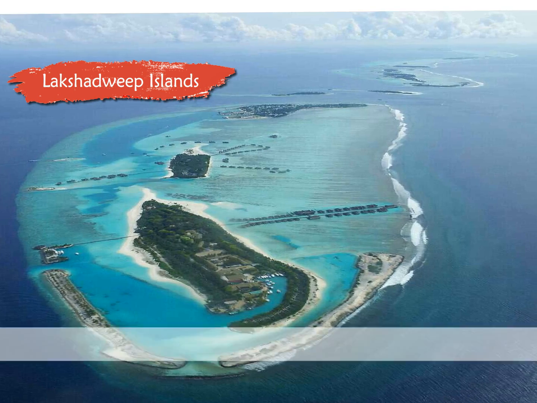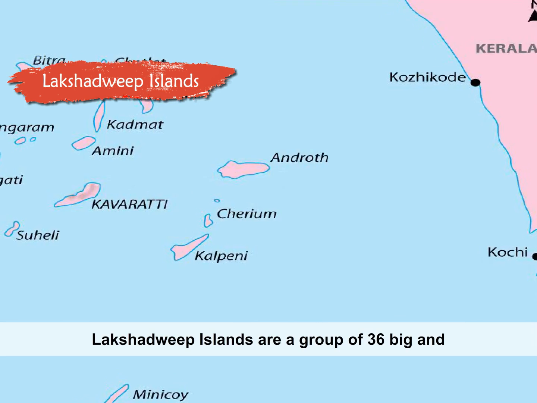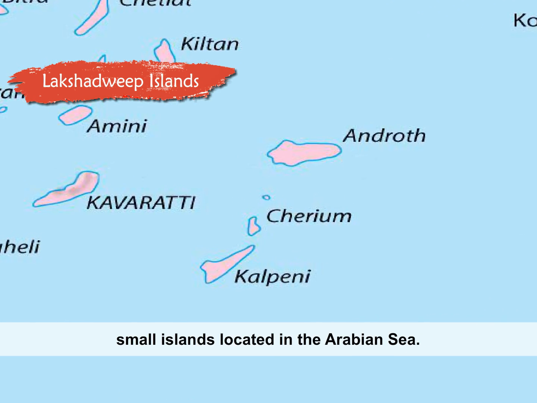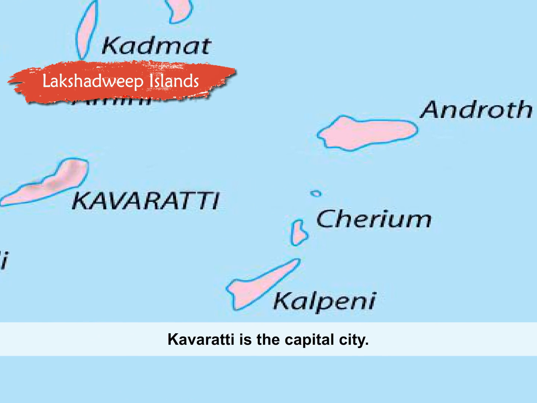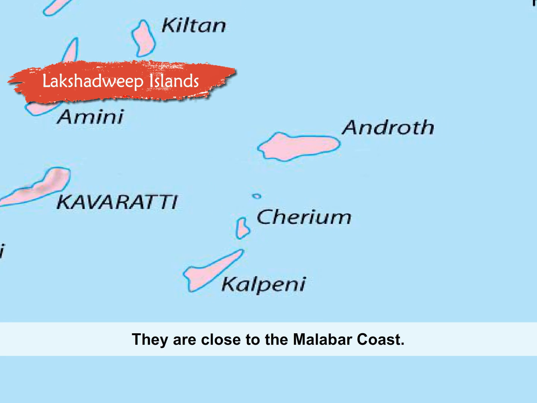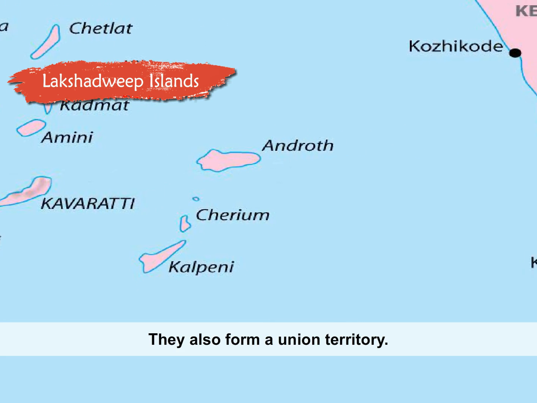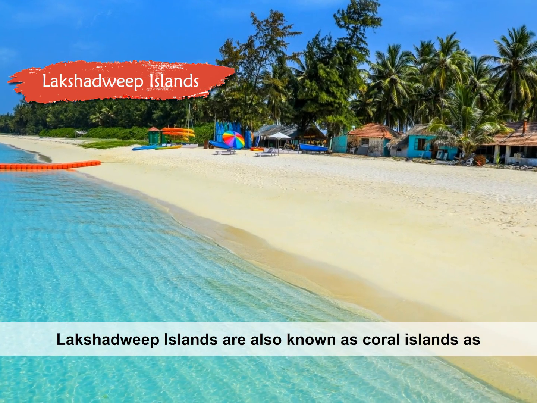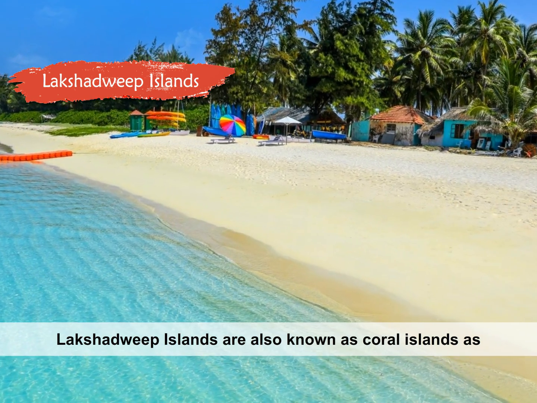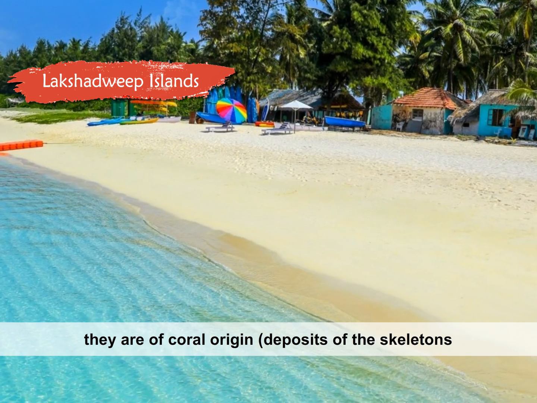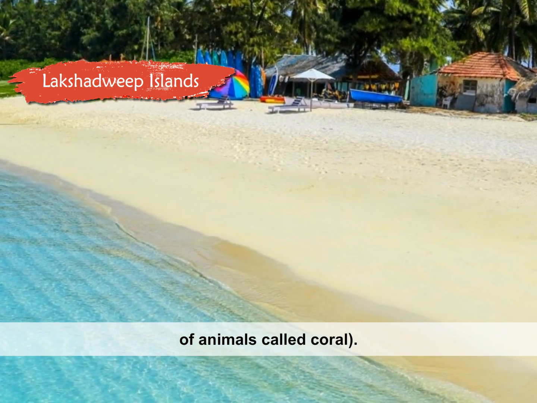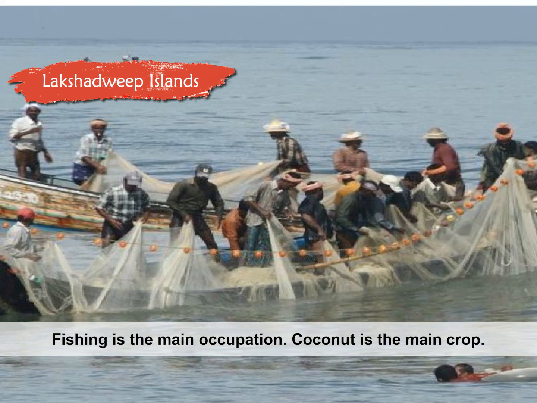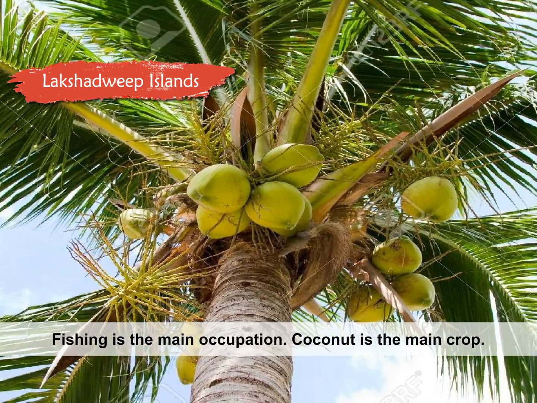Lakshadweep Islands. Lakshadweep Islands are a group of 36 big and small islands located in the Arabian Sea. Kavaratti is the capital city. They are close to the Malabar coast. They also form a Union Territory. Lakshadweep Islands are also known as Coral Islands, as they are of coral origin. They are deposits of the skeletons of animals called coral. Fishing is the main occupation. Coconut is the main crop.